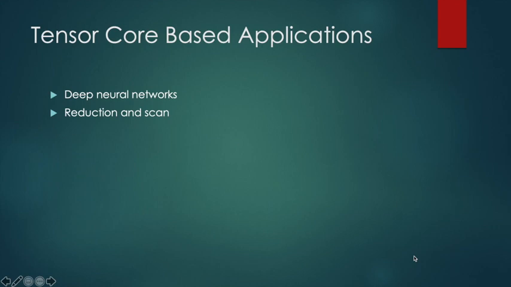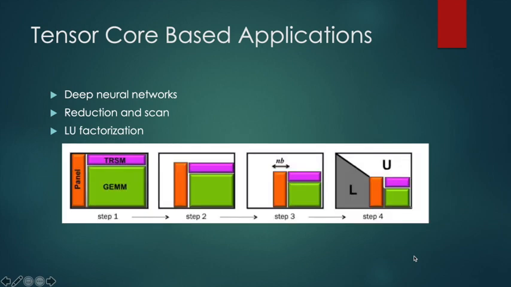Because the talk is related to linear algebra, I'd like to give more details about an application of how to use Tensor Core on LU factorization. Let's look at the figure. This figure shows how LU factorization works. We first perform the panel factorization, and then we do a triangular solve to get the northeast part. Finally, we perform the GEMM to update the rest of the matrix, which is called trailing matrix update.